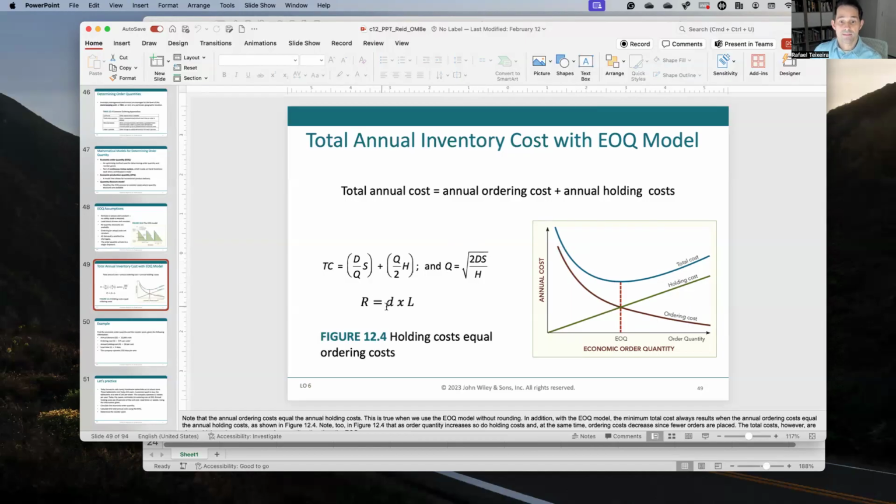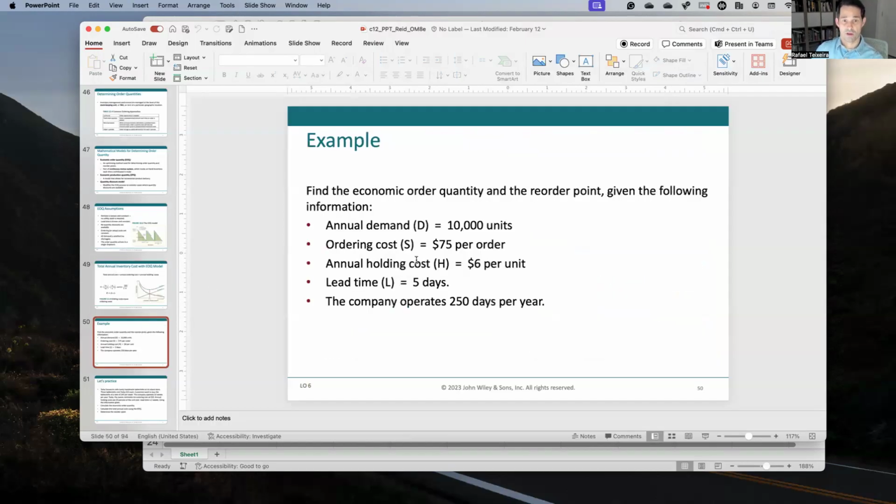And this is the reorder point. This lowercase d is the daily demand, or weekly demand or monthly demand, times the time it takes to get the order. The capital letter D is the annual demand. Let's see an example here, a problem. Find the economic order quantity and the reorder point given the following information.